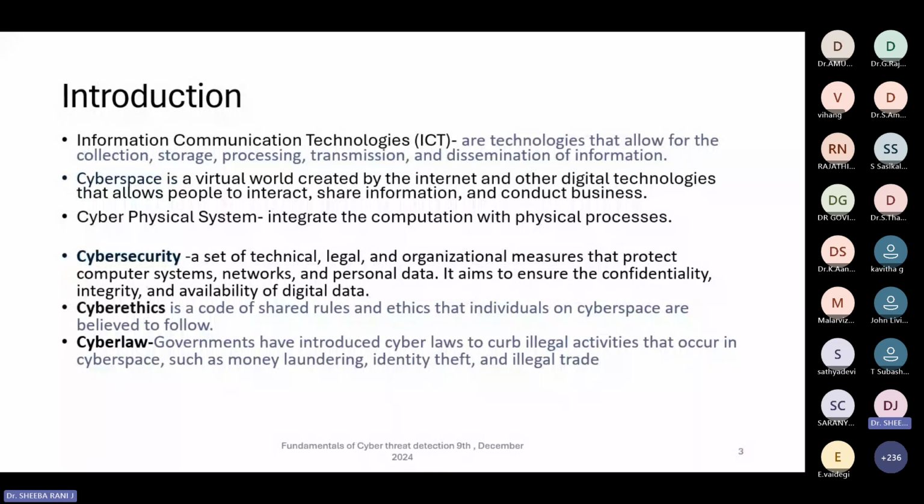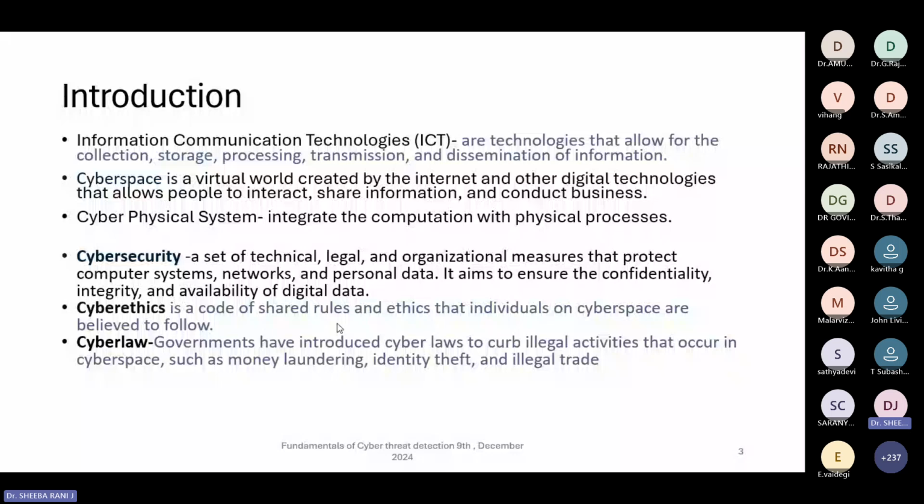Next, we are saying cyber ethics is a code of shared rules and ethics that individuals in cyberspace have to be believed to follow. So Indian government, we are having cyber ethics. So we are saying it is shared rules, a code of shared rules. Next, we are saying cyber law. It is a mandate, it is a law.